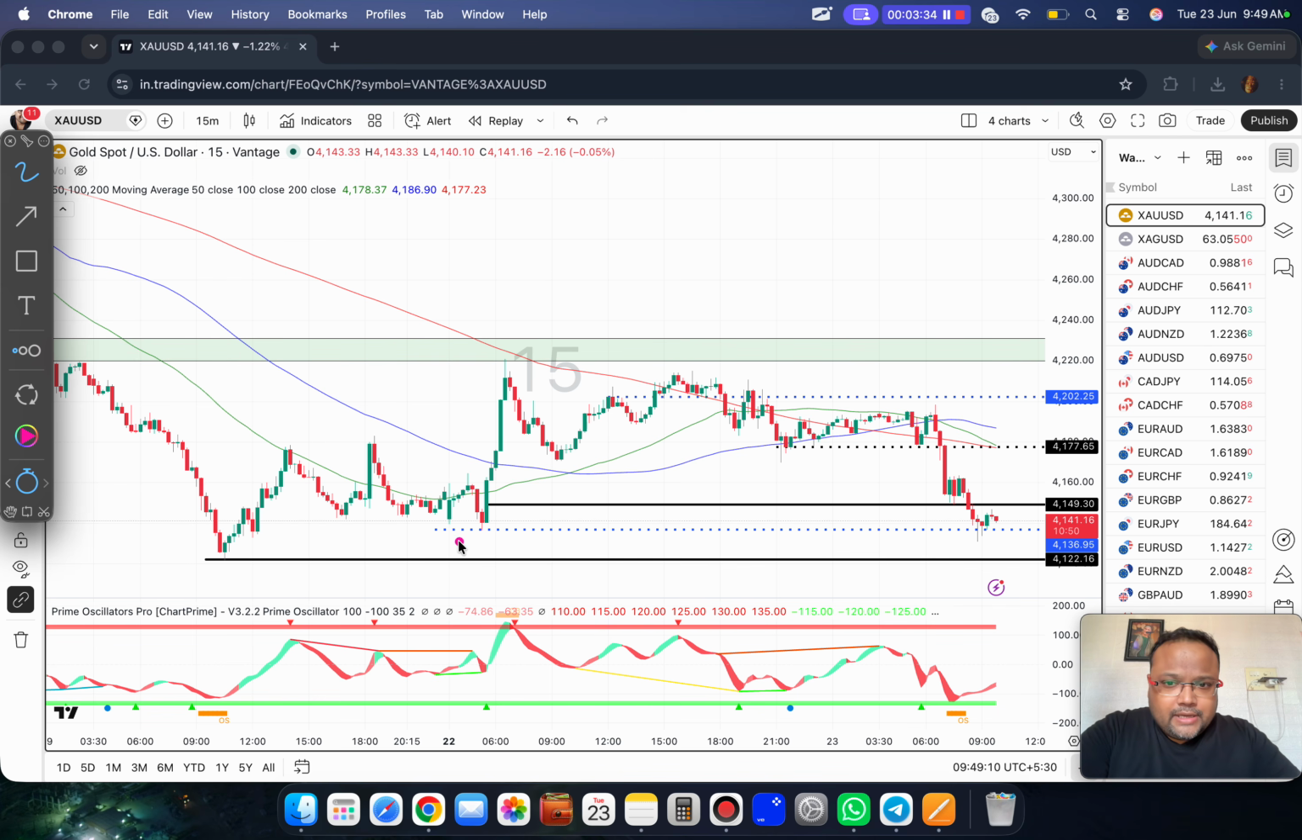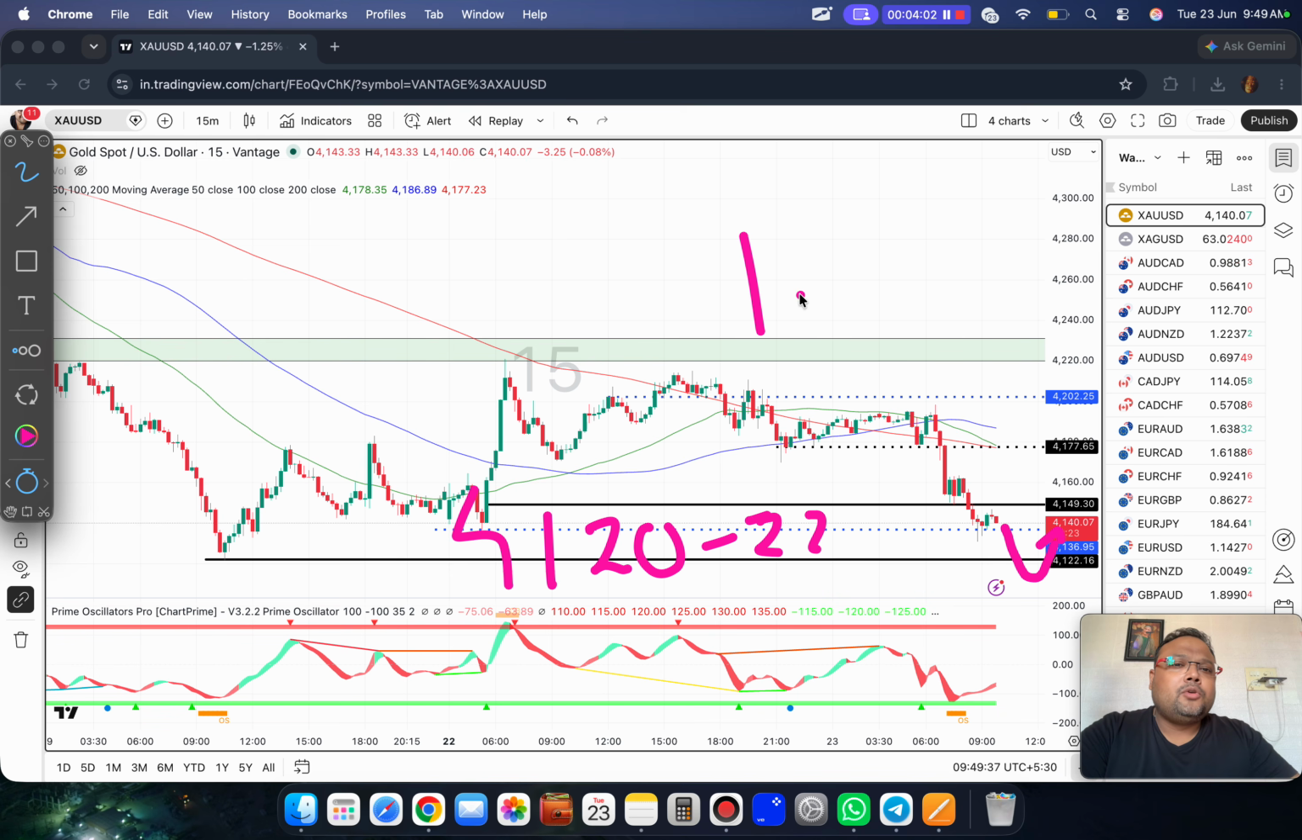And as we can see right now, the market is trying to take support here. But due to the ongoing selling pressure, I don't think this support will be able to help the market. So the next support is around 4120-4122. The black line at the bottom is the next support here. But to be honest, I personally feel that after some liquidity sweep, the market may go up for one or two candles.